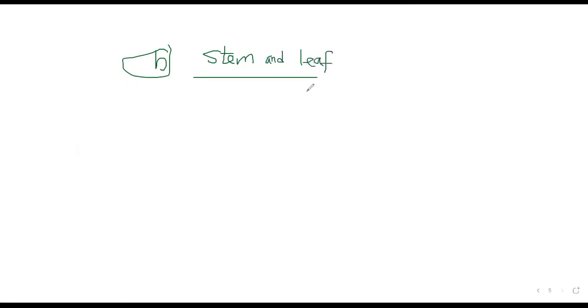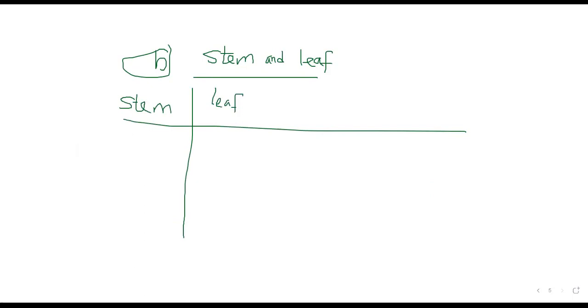So under this, you simply say the stem on this end, and then the leaf on this end. So you need to say, of course, that 13, we have 1. So 13, we have 1 when we are rounding up.